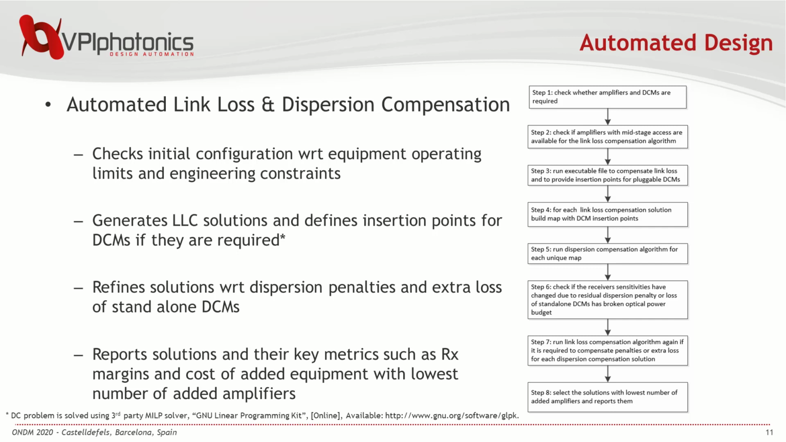The dispersion compensation is a mixed integer linear problem and it is solved by third-party software. Sometimes the second run of the LLC algorithm is required to account for an extra loss introduced by standalone DCM along with the received optical power and OSNR penalties caused by residual dispersion. So, along with the LLC algorithm itself, we developed the script that automates the whole workflow and synthesizes equipment configurations for LLC and DC problems, visualizes solutions with key metrics, and configures equipment within the network design environment.